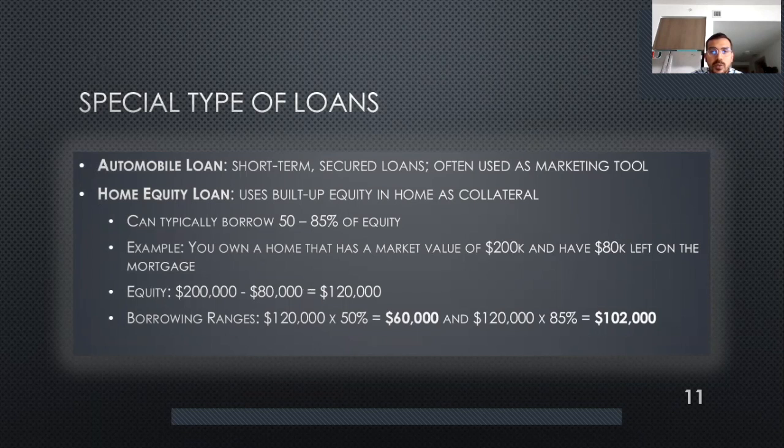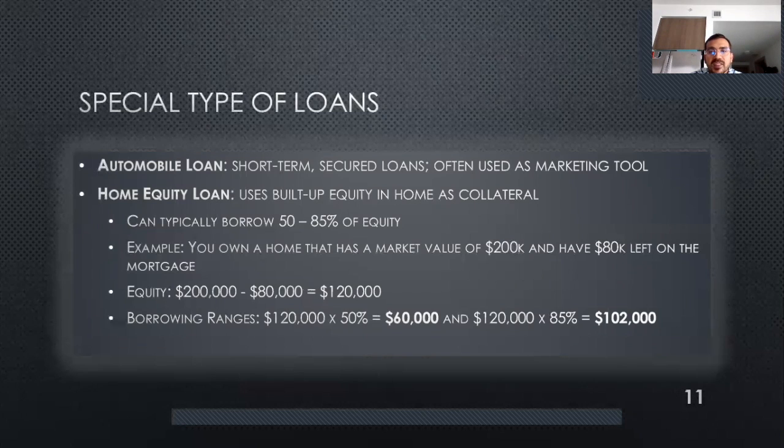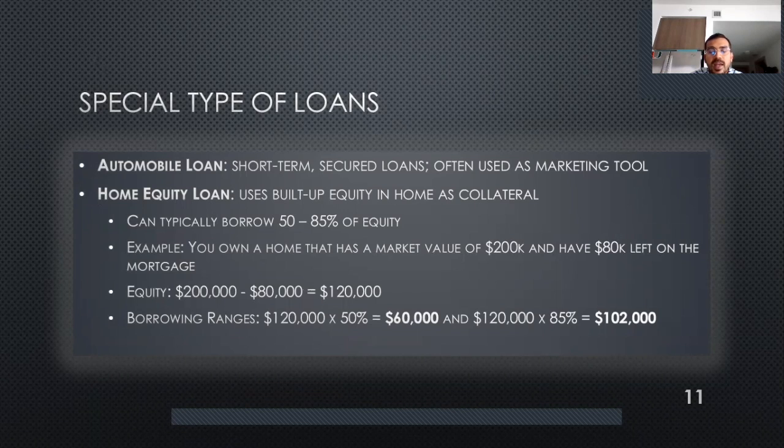So how do we get the equity? For example, you own a home that has a market value of $200,000 and have $80,000 left on a mortgage. Your equity would be the difference between these two. So you subtract $80,000 from $200,000 and you get $120,000. Your borrowing would range from this number multiplied times 50% and the same number multiplied by 85%, which equals a borrowing range from $60,000 up to $102,000.